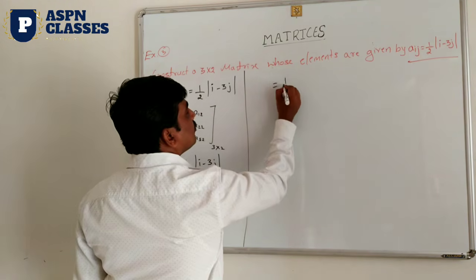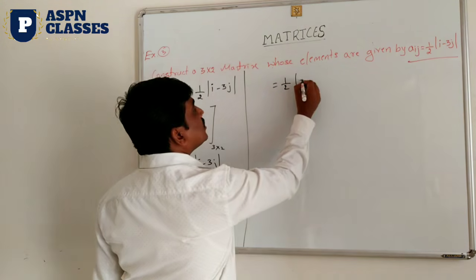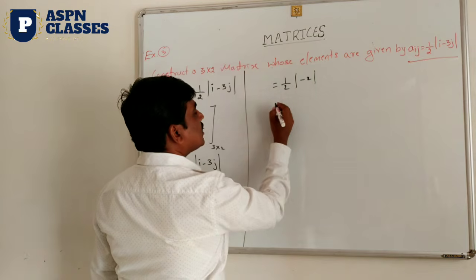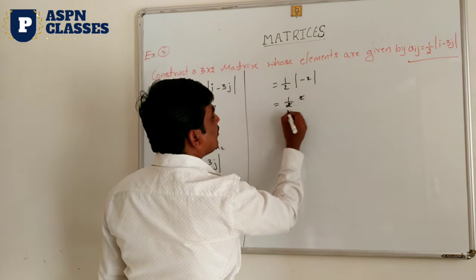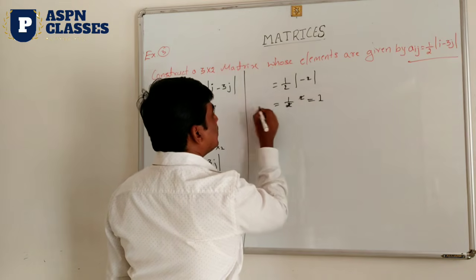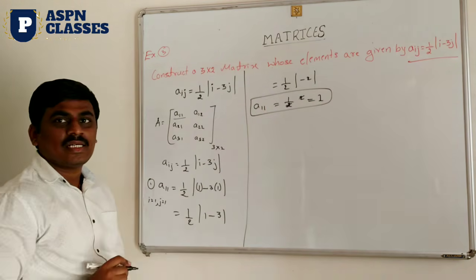1 by 2 as it is. Modulus of 1 minus 3, it means the result is minus 2. Already modulus is there, so the result is only plus 2. So the 2s get cancelled, and finally the remaining answer is 1. This is the element A11, and the answer you get is 1.